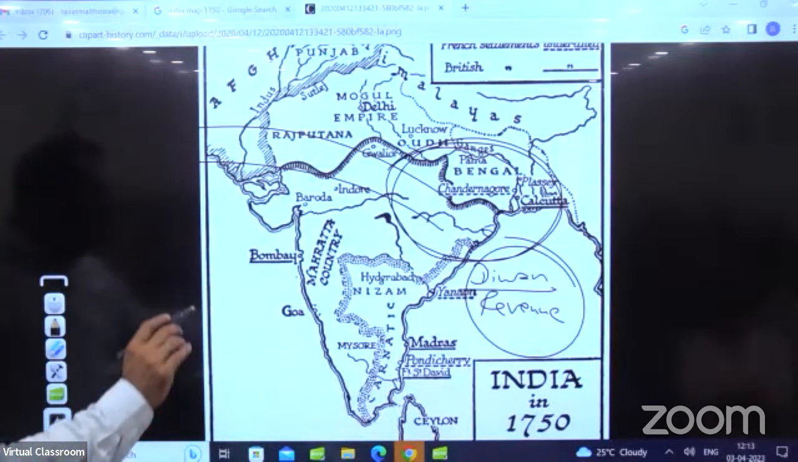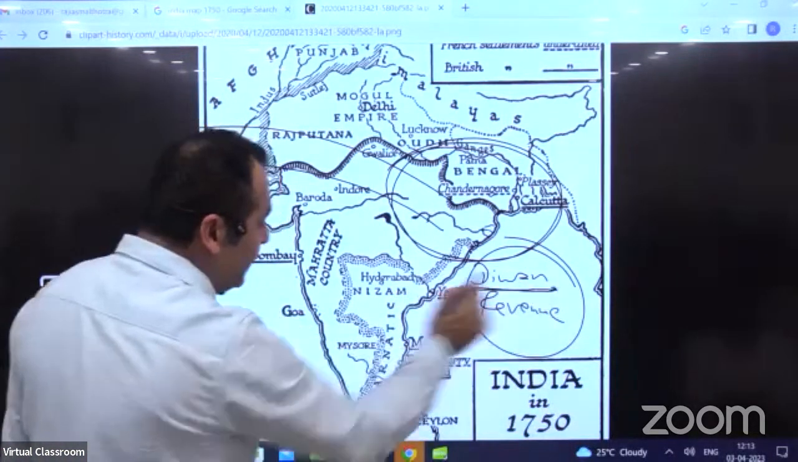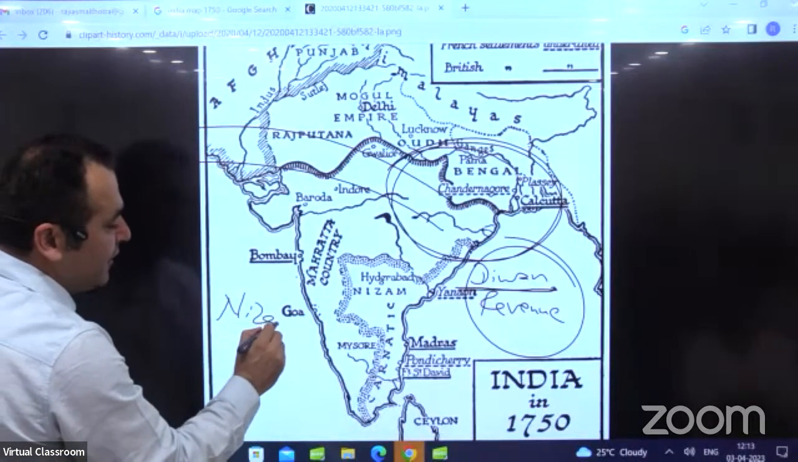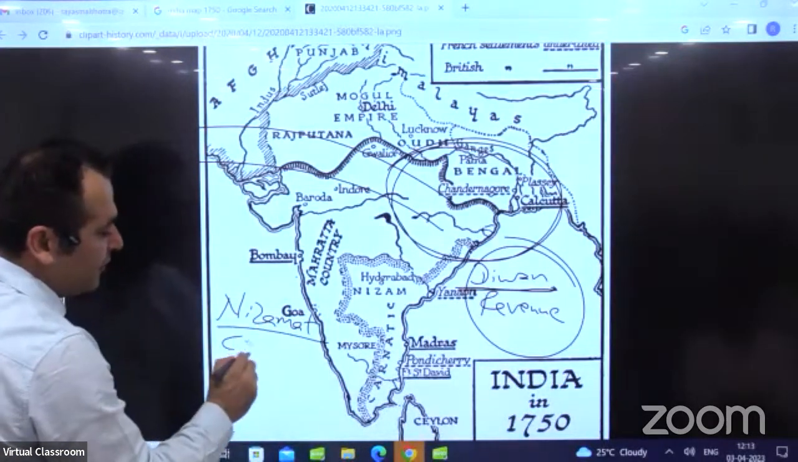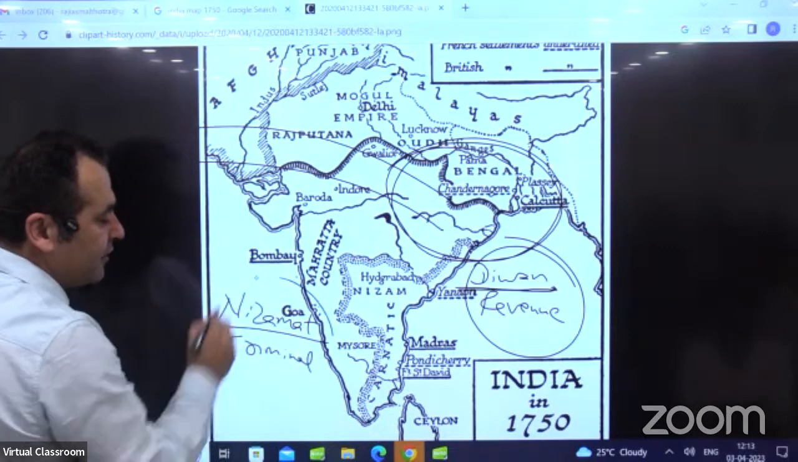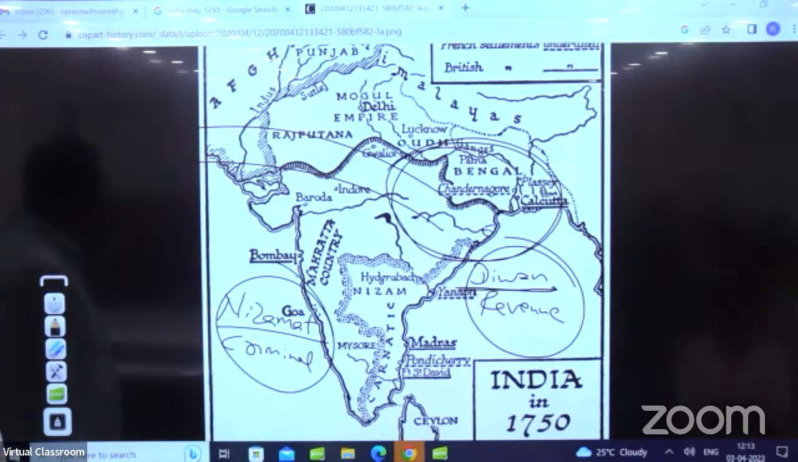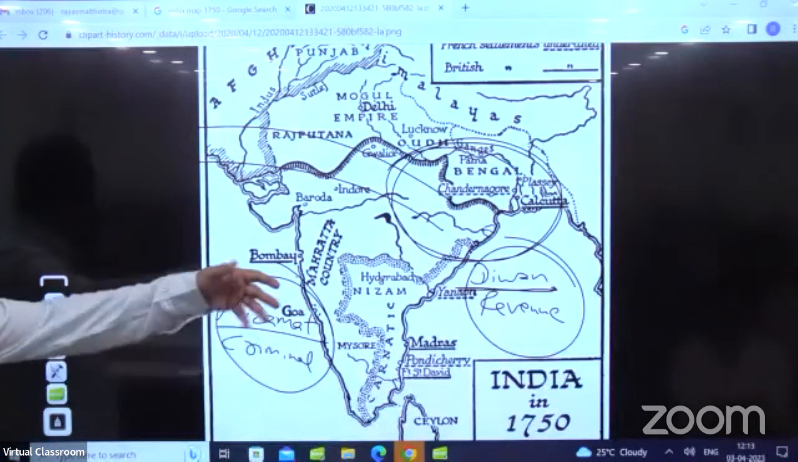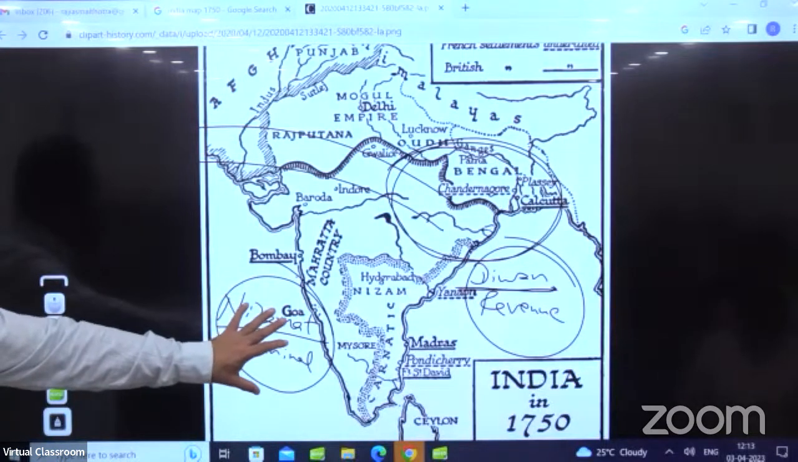And the British were so smart, they took only Diwani. There are two things, Diwani and Nizamat. Nizamat is criminal justice. They said this will remain with Indians. Because if there is a law and order problem, you manage it, and we will not allow you to manage it well.